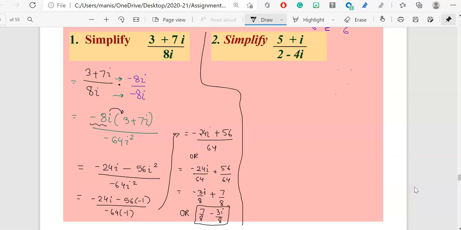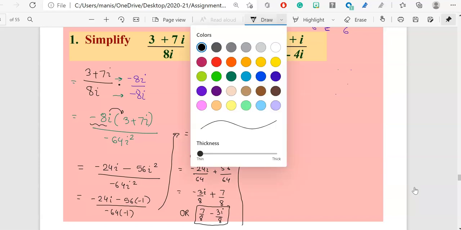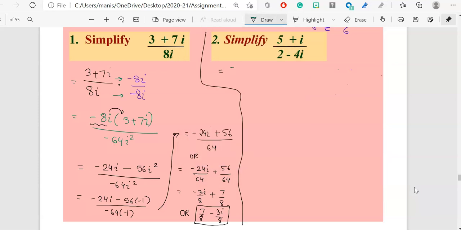Okay, now let's look at question number 2. It looks a little bit hard also. Instead of one term in the denominator, there are two terms over here. It's a binomial. So first of all, I will change the color of my ink. Let's take a green color. It says 5 plus i divided by 2 minus 4i.